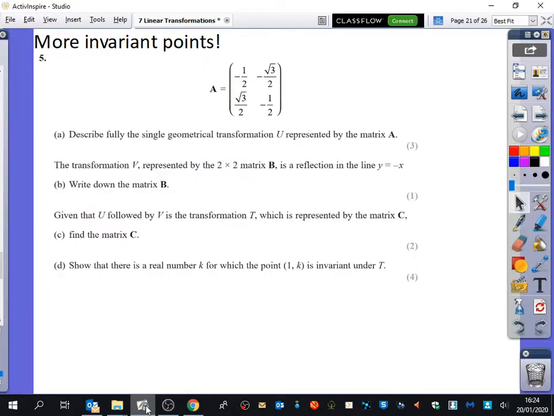What I wanted to do was to do some more stuff on invariant points. And I think I've given you a bit of a longer page to do this. Now, are we going to do the whole thing? Yeah, it looks like we're going to have to do the whole thing. Describe fully the single geometrical transformation U represented by the matrix A.